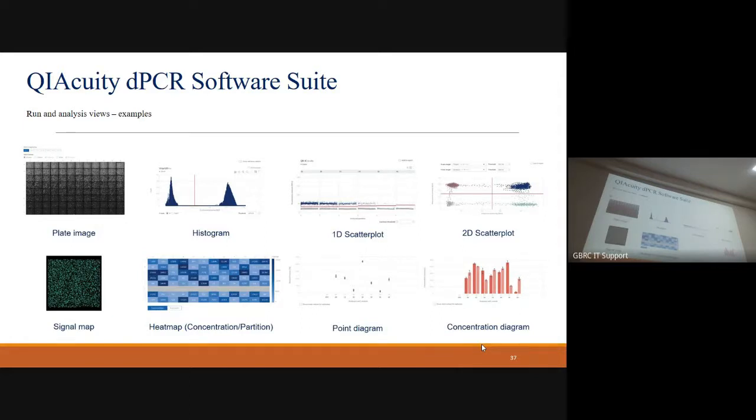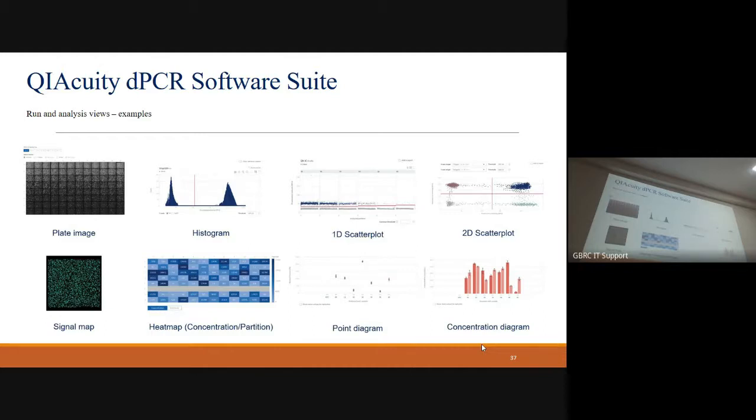Plate image like this is basically what your valid partition and everything. This is a histogram. So what are the signals here? In form of histogram they are given. This is a 1D scatter plot. So here they mentioned this negative partition. What is your positive partition? So 1D scatter plot we use for only one target.